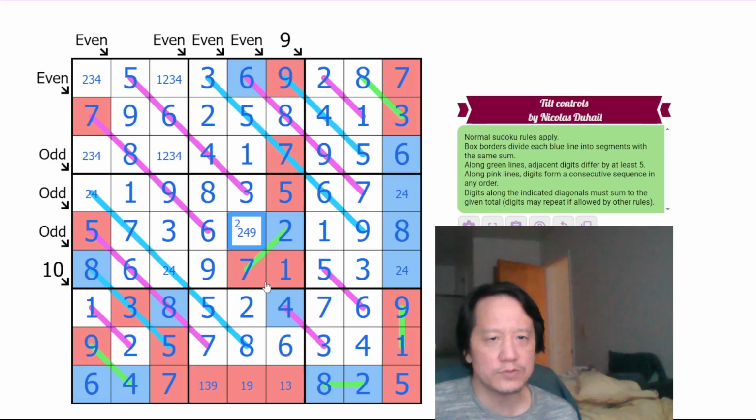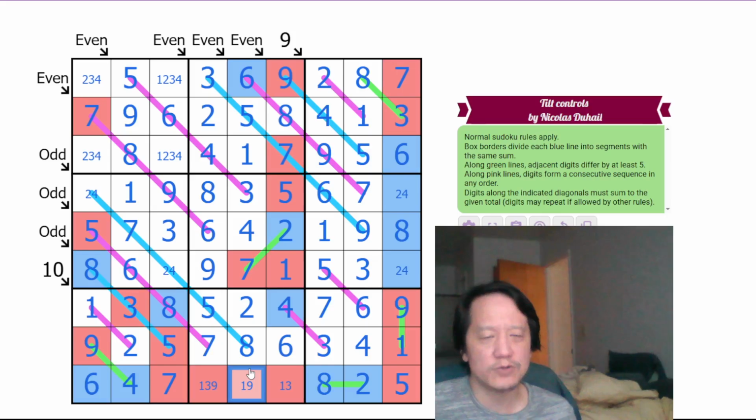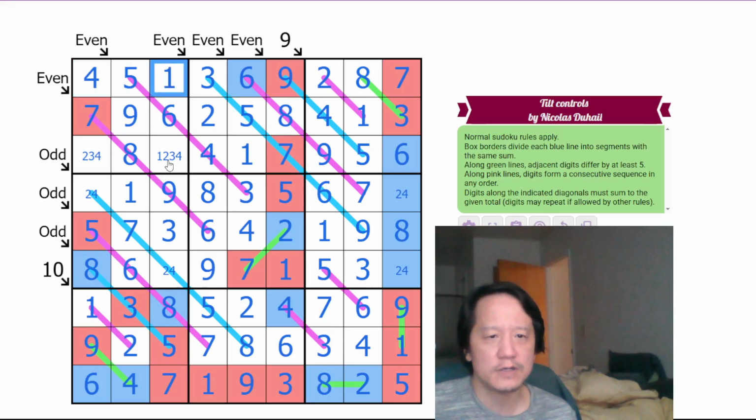No 2 or 9 here. So this is 4. 1 eliminates 1 here, so that's 9. No 1 here, so it's 3, which makes that a 1. No 2 or 3 here, so that makes that 4, and that 1. This can't be 1 or 4 or 3, so that makes that 2, which makes this 4 and 2, which makes this 2 and 4, and that leaves that as a 3.